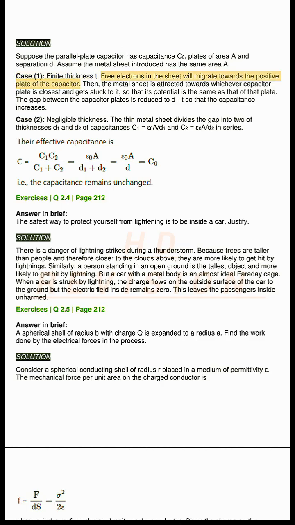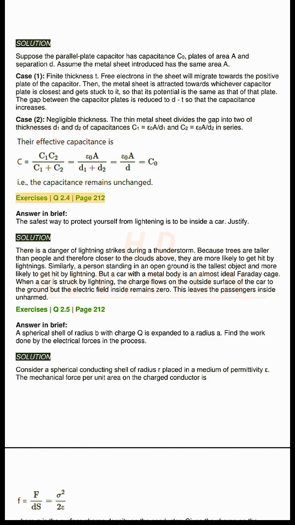Free electrons in the sheet will migrate towards the positive plate of the capacitor. Then, the metal sheet is attracted towards whichever capacitor plate is closest and gets stuck to it, so that its potential is the same as that of that plate. The gap between the capacitor plates is reduced to d minus t, so that the capacitance increases. Case 2, negligible thickness. The thin metal sheet divides the gap into two of thicknesses d1 and d2 of capacitances C1 equals epsilon 0 A over d1 and C2 equals epsilon 0 A over d2 in series.